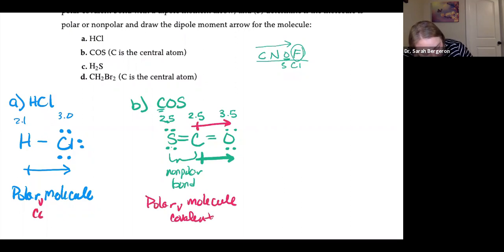Polar covalent, right? Because we have a metal and a non-metal. Because we have two non-metals. Okay, let's do C.